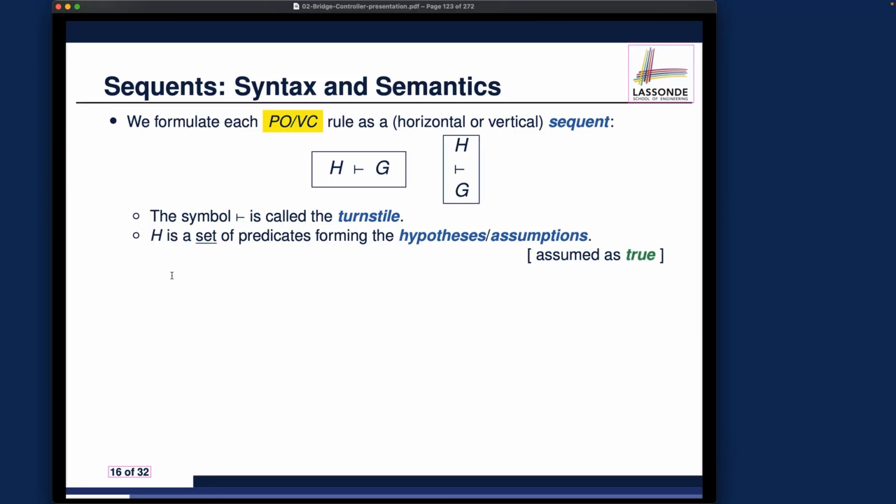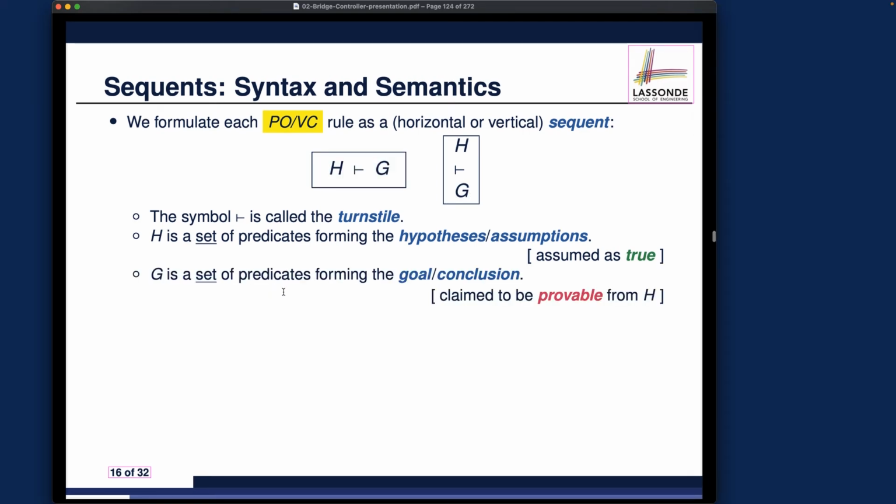And what about another component, which will be the right and also the bottom, the G over here? What does it really mean? So G is a set of predicates forming the goal and conclusion. Again, it could be a set, all right? And they're claimed to be provable from H, meaning that by assuming the hypothesis, it should be provable that the G is actually true.